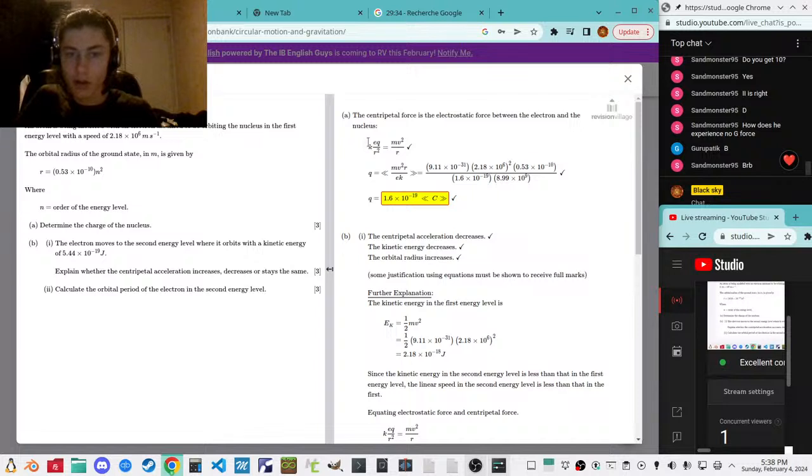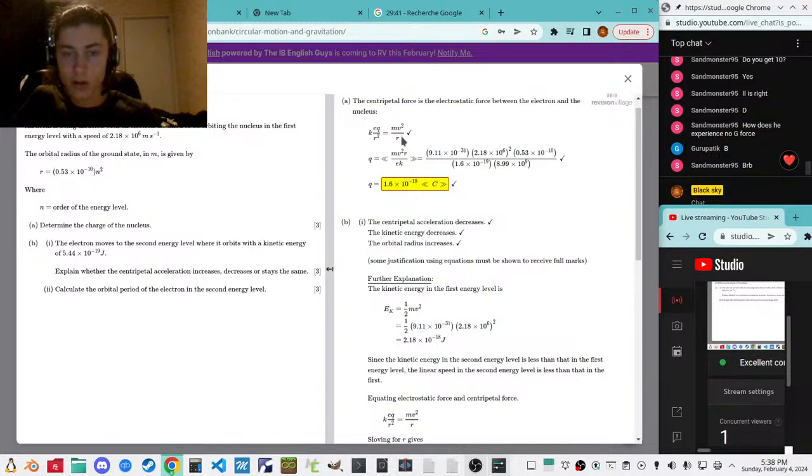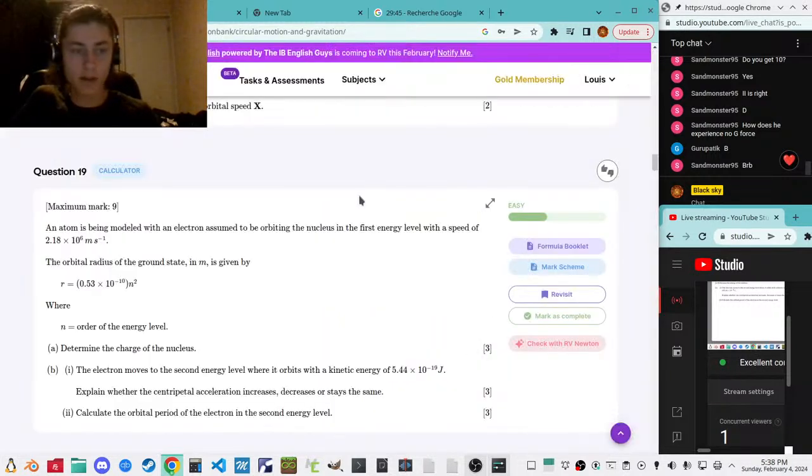What's EQ, my guy? Oh yeah, E is what I said in the data booklet. Equals mv squared over r. Okay, that's exactly what I said.